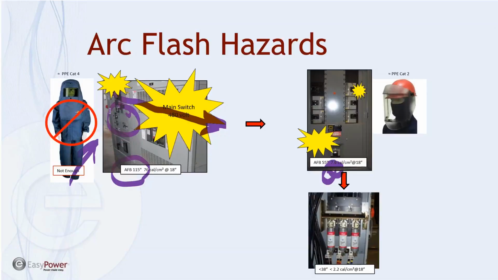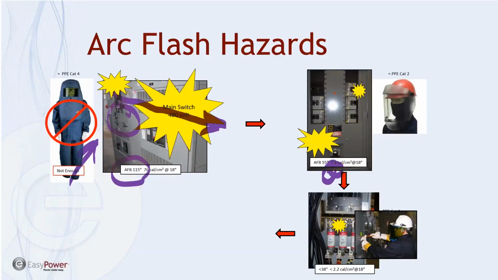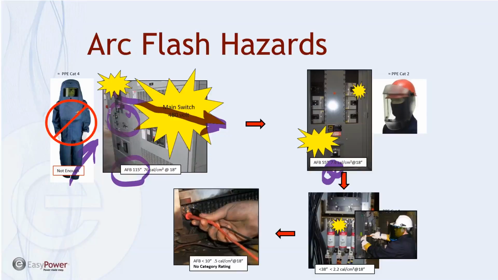And generally, 3 levels down from the main is going to be relatively low. And I think I have a note on that regard. But this is 2.2, so it's still over the 1.2 calories for our working distance. So we need to go with a shield as well with at least 2.2 calories of clothing. Downstream from this, it's going to be very low, and you'll probably have a very small arc flash. So that won't require any particular clothing other than rubber gloves and leather protectors.